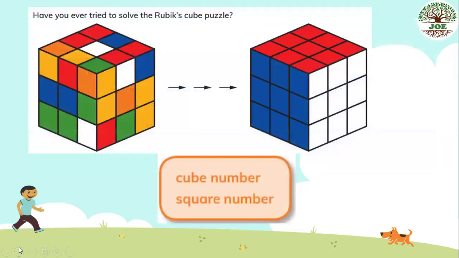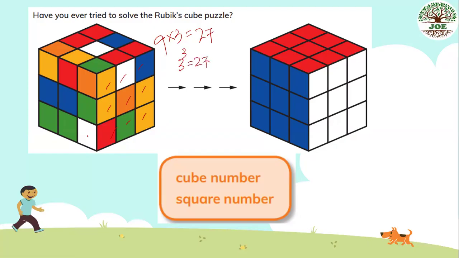Have you ever tried to solve the Rubik's Cube puzzle? I think most of the children have tried this kind of cube. This is a cube because you can see from all 6 directions, every face has nine cubes. In this layer, 1, 2, 3, 4, 5, 6, 7, 8, 9. The first layer has 9 cubes, and there are 3 layers, so 9 times 3 is 27. 27 is 3 cubed. 3 cubed is also 27.